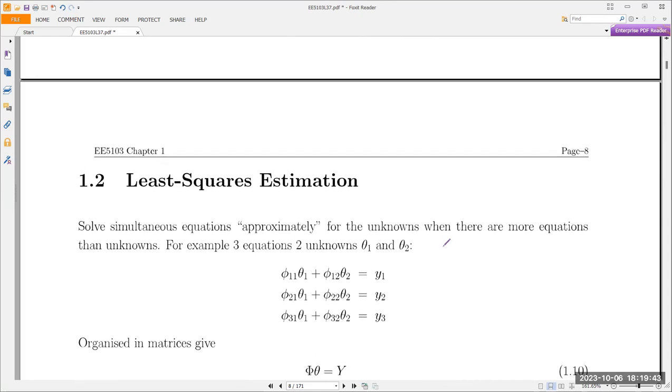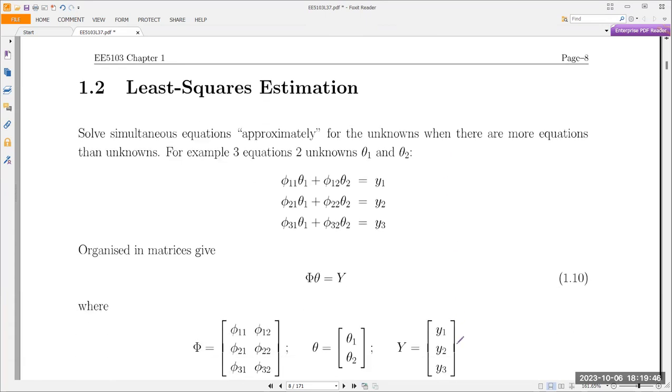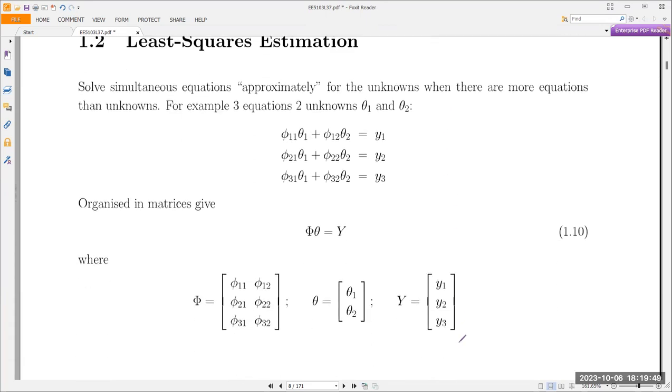Again, simultaneous equations. If I give you some simultaneous equations, for example, let's say 2x plus 3y equals 4, so x and y are the unknowns. Then I give you 5x plus 6y equals 7, and ask you to solve for x and y. No problem, we can solve. Nothing to discuss.